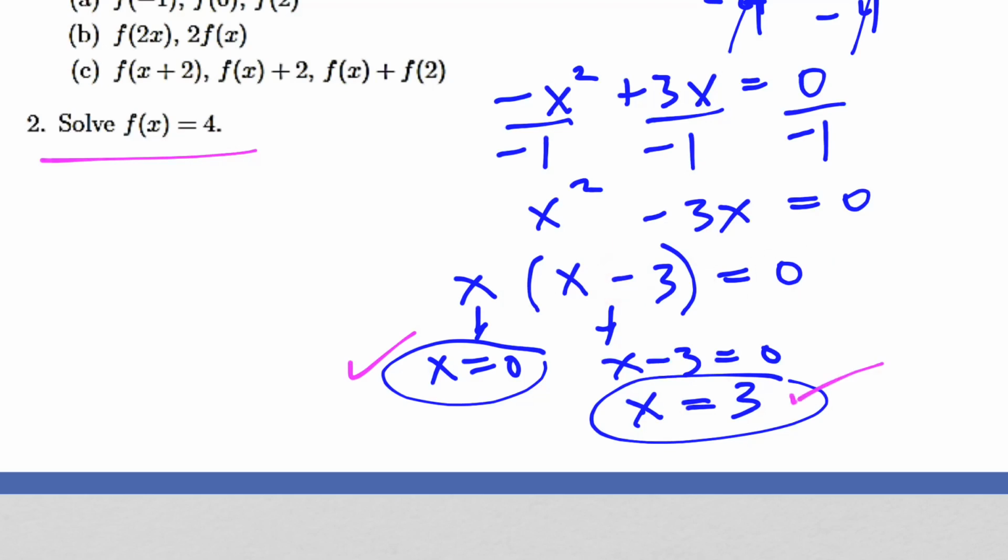So when we solve this, we got two solutions. x is equal to 0 and x is equal to 3. And that you would expect if you're solving a quadratic. You can get at the most 2 solutions, but you could get one repeat solution, or you can get no real solutions if you end up with complex answers. But right now we're working with real numbers.